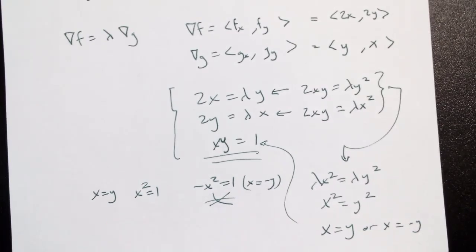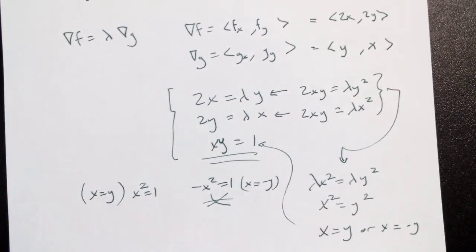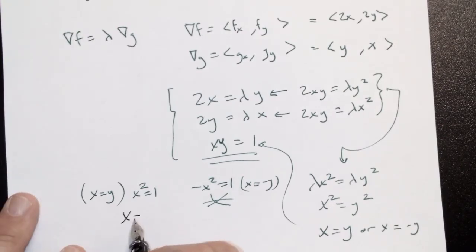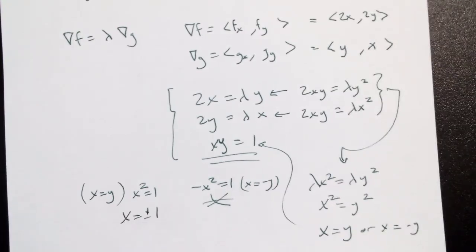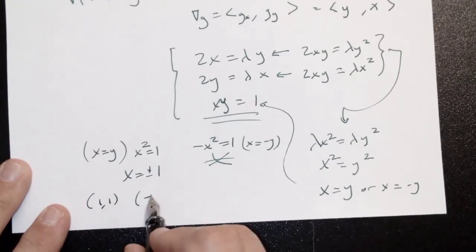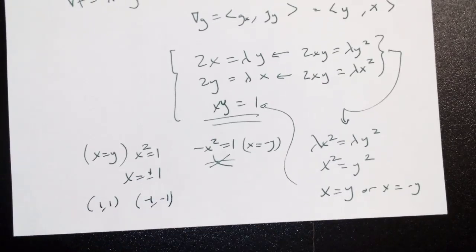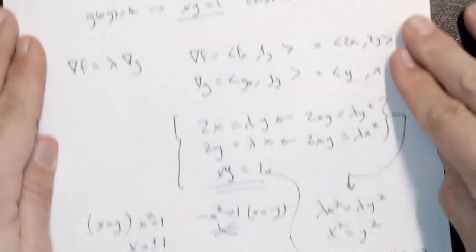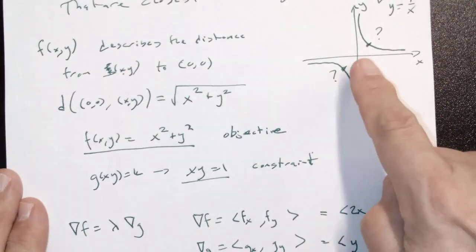What are the possibilities for x? X is either 1 or negative 1. But y is equal to x. So that means my points are 1, 1, and negative 1, negative 1. And lo and behold, Ben, those are exactly the points in the elbow.